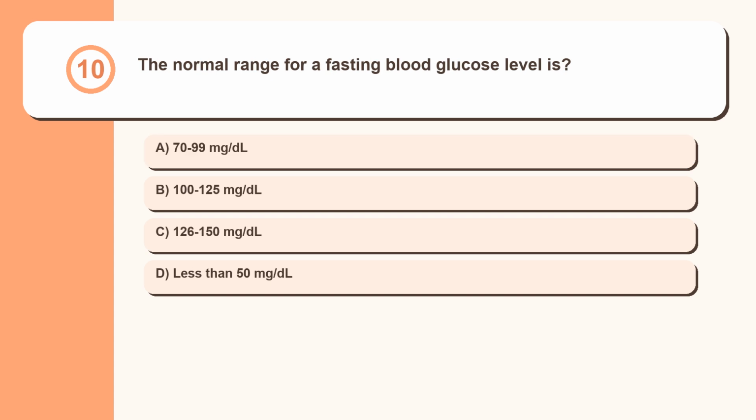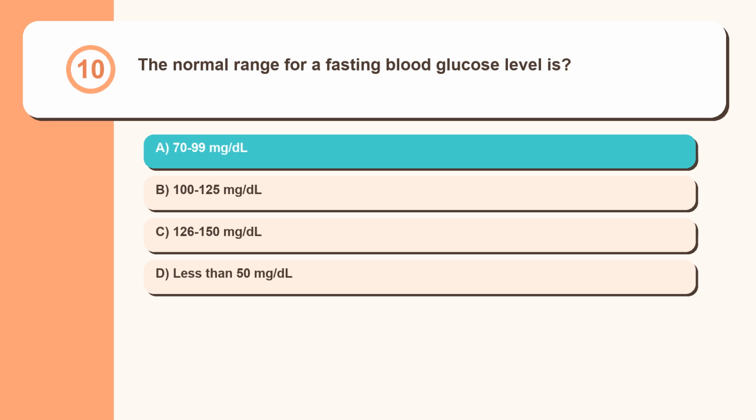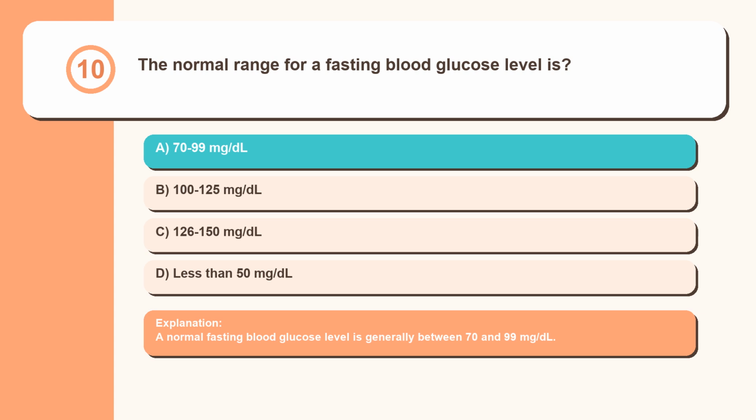Question 10. The normal range for a fasting blood glucose level is 70 to 99 mg/dl, 100 to 125 mg/dl, 126 to 150 mg/dl, less than 50 mg/dl. A normal fasting blood glucose level is generally between 70 and 99 mg/dl.